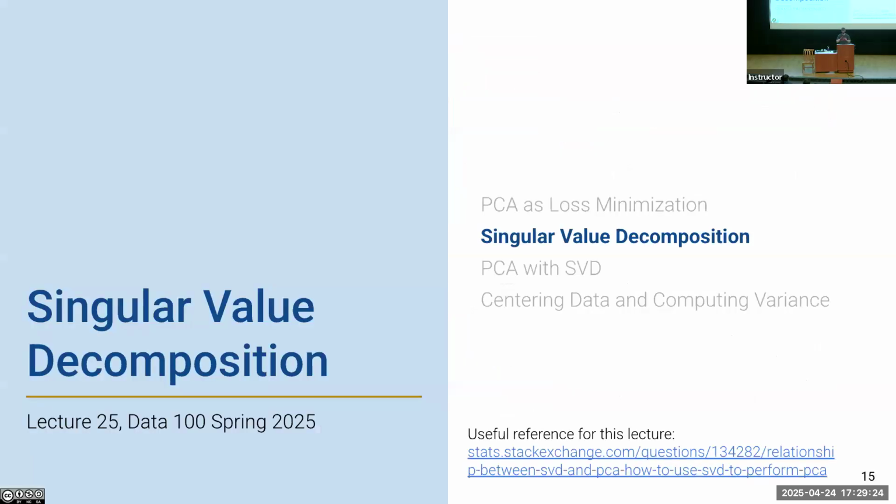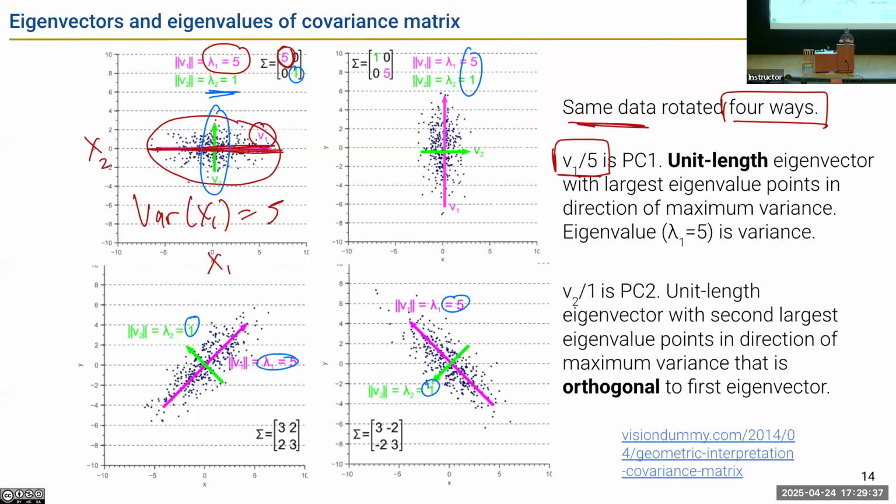So today's big thing now is to talk about singular value decomposition, or SVD. So we're going to connect SVD back to PCA. We're going to get back to this place using SVD. This is actually how you can compute a lot of these eigenvectors and eigenvalues using Python.